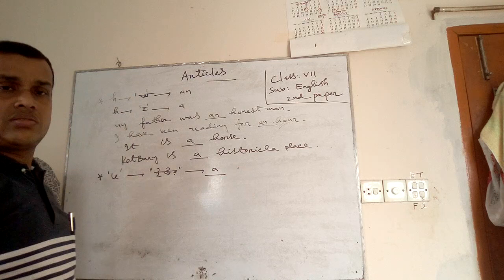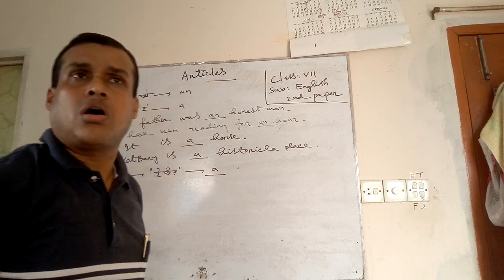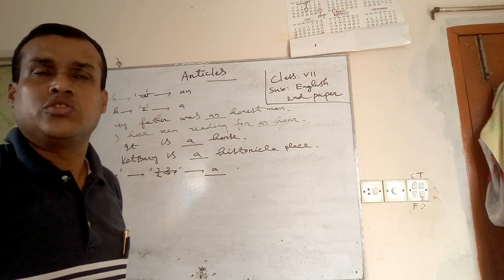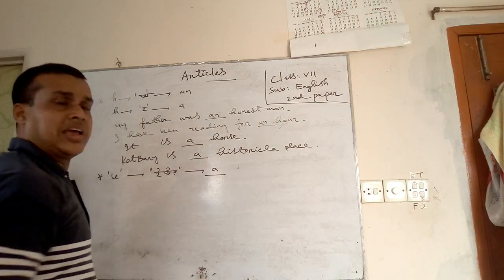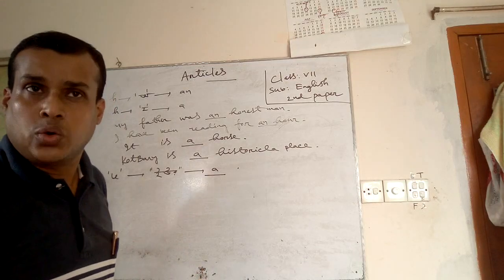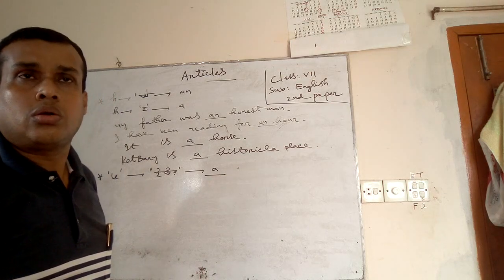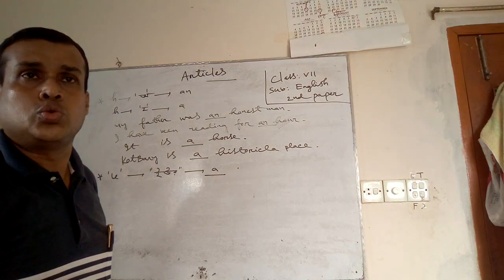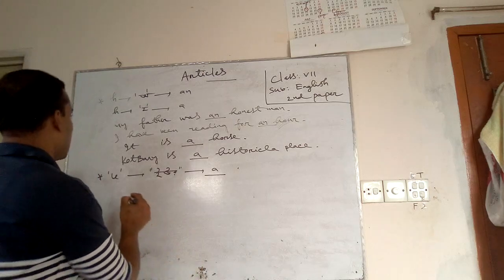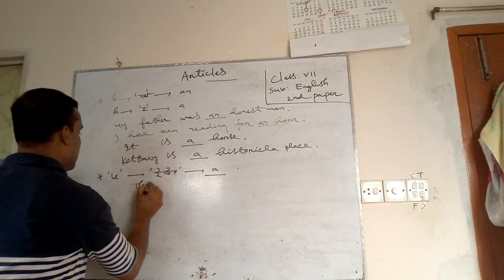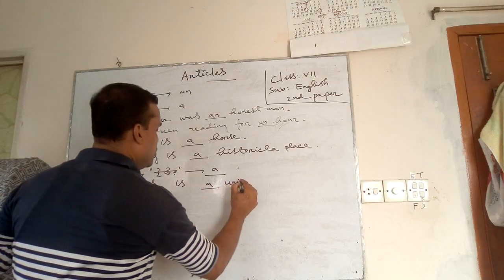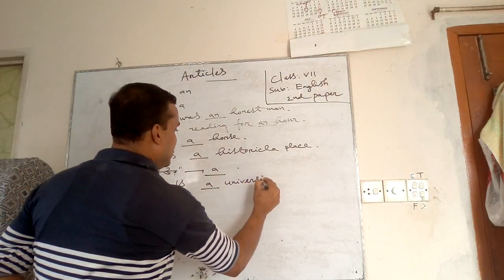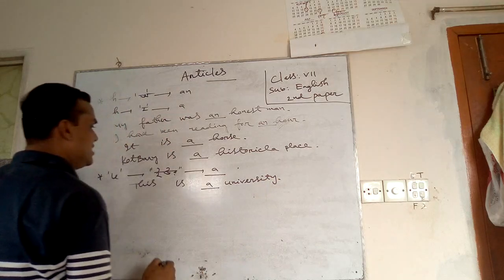If there is a sentence with the letter U, and it creates the pronunciation of "you", then you should use A. This is a university. University. This is a university.